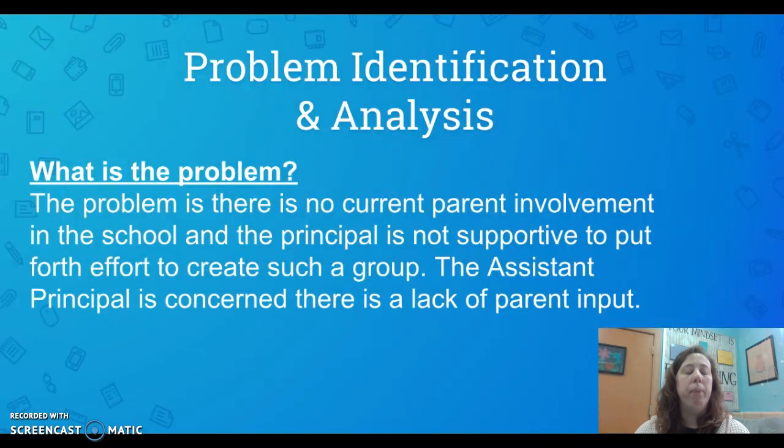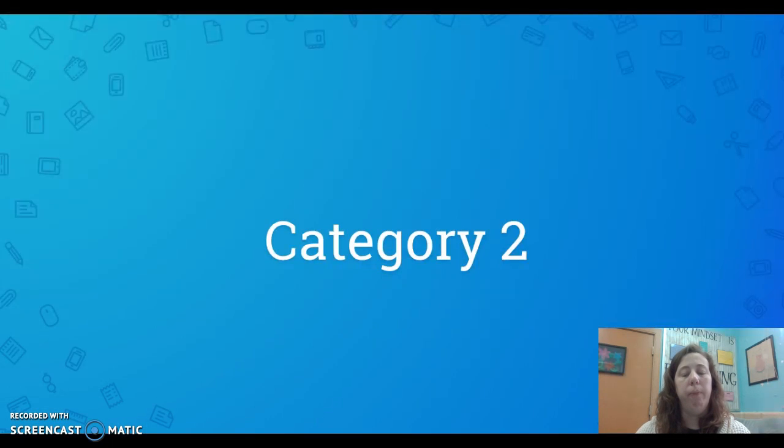What is the problem? I believe that the problem is that there's no current parent involvement in the school and that the principal is not supportive to put forth effort to create such a group. The assistant principal is concerned that there is a lack of parent input.